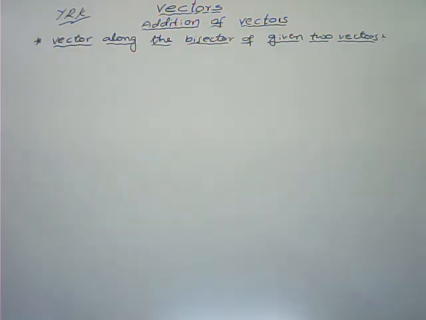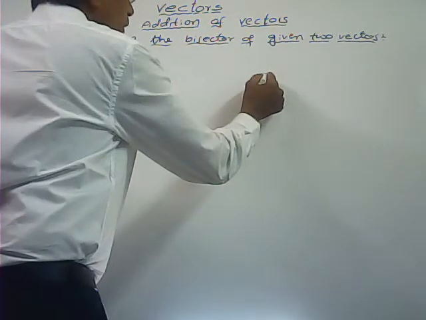Now vector along the bisector of given 2 vectors. Here I am taking these 2 vectors.